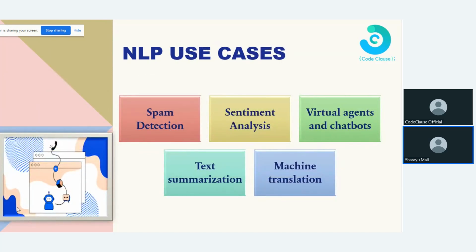So these are some of the use cases in which NLP is used. Spam detection, as we can see, we get a large amount of emails that are spam. So if we can automate this process by using natural language processing to detect what kind of emails are spam. We can also use NLP in sentiment analysis.